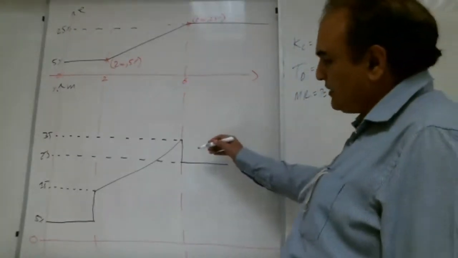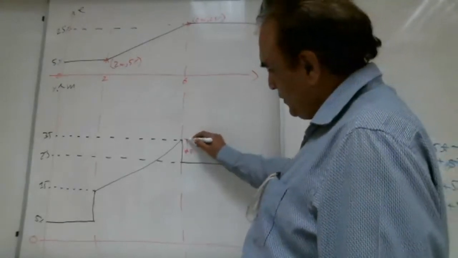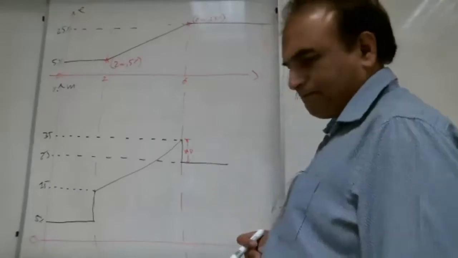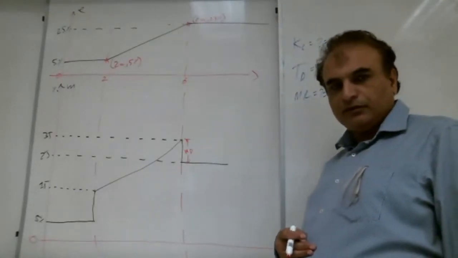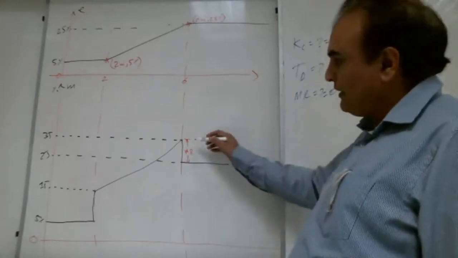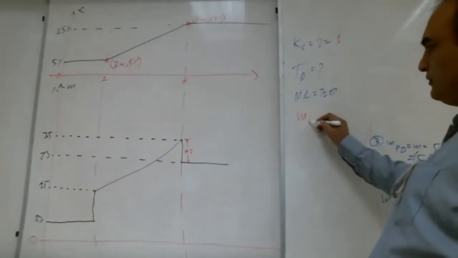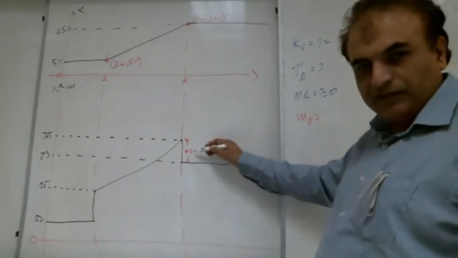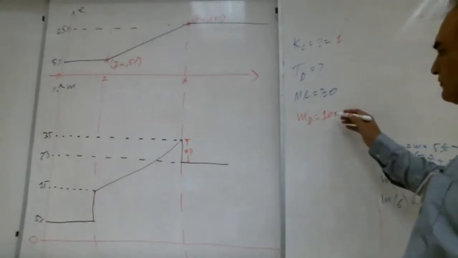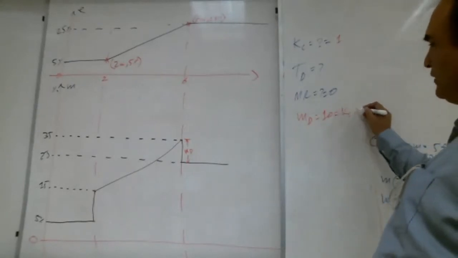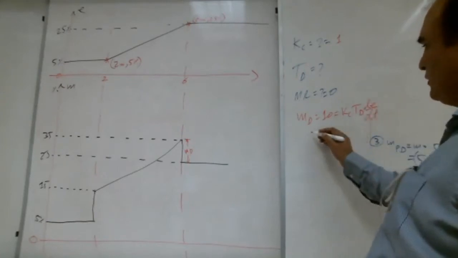What is this, Shabab? This is MD. From here to here is MD, right? Remember, Shabab? So how much is MD? 10. Very good. This is equal to what? Kc, de over dt. Right, Shabab?